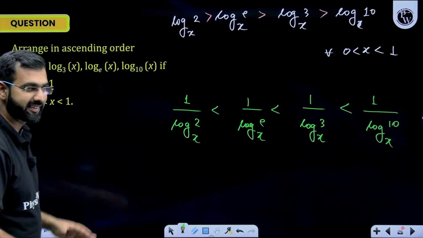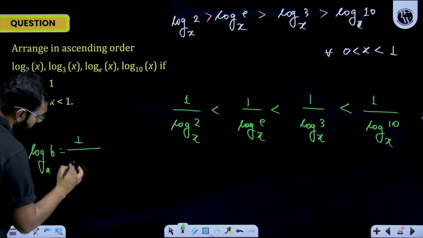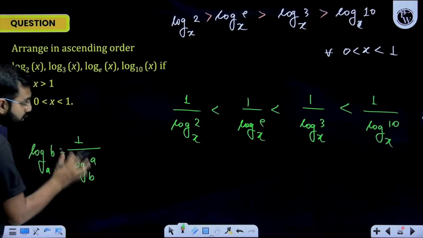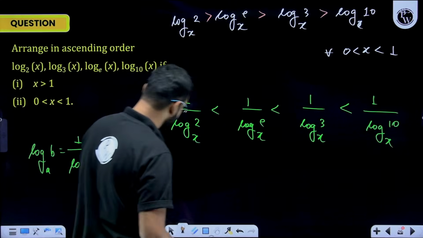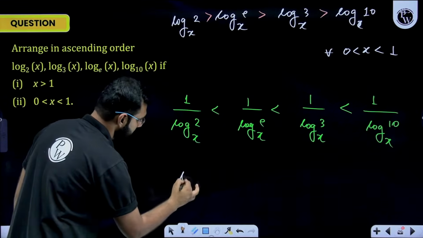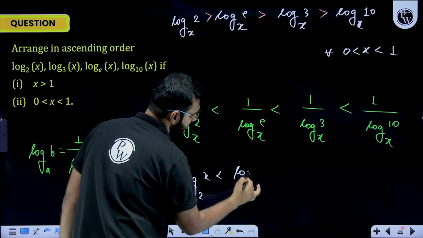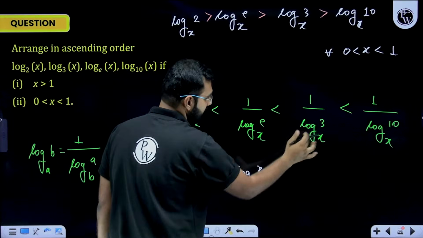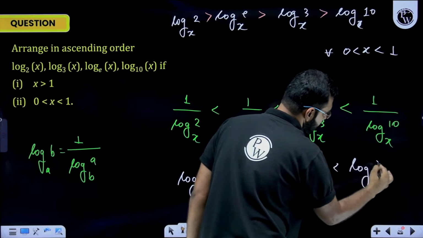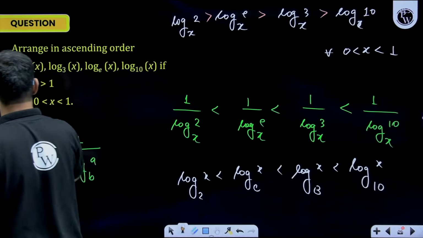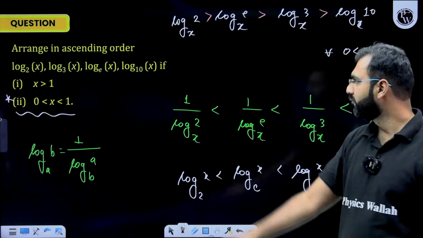And there we did discuss this property, students, that log b base a can be written as 1 upon log a base b. So if I use that property here, I hope you are clearly getting this conclusion: 1 upon log 2 base x can be written as log x base 2, less than 1 upon log e base x, which is log x base e, less than or equal to log x base 3, less than log x base 10. But this will be true not in the first case, but in the second case, when the base is between 0 to 1. Great. Everybody with me on this?